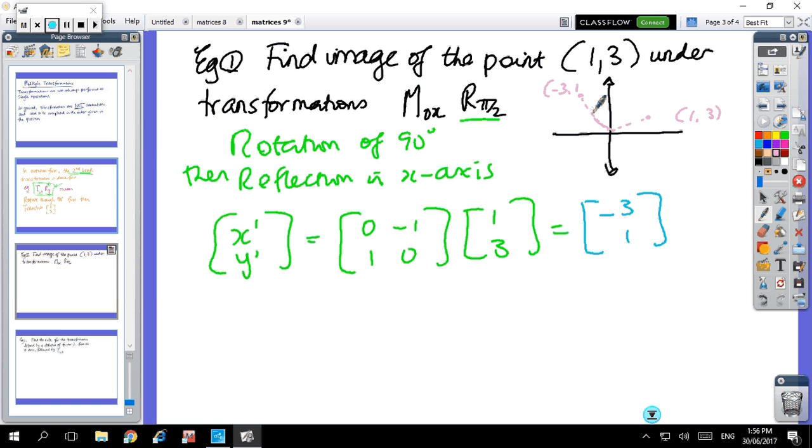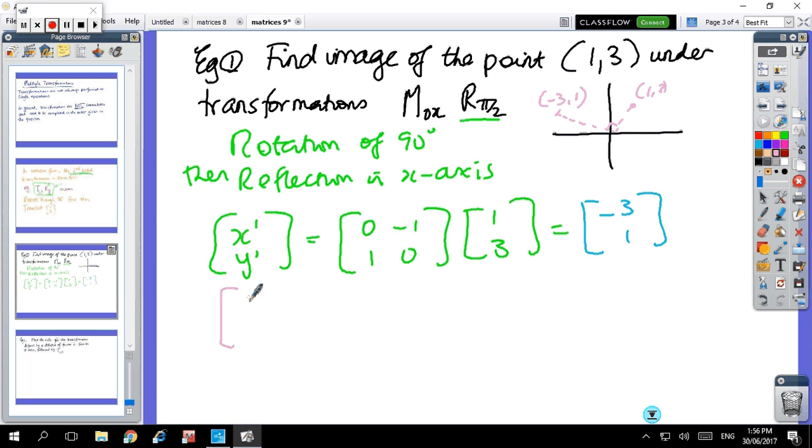So my drawing, I'm going to start my drawing again, make it a bit more accurate. So 1 3 is there, and it's going to minus 3 1. Okay, that's probably a bit better of a representation.